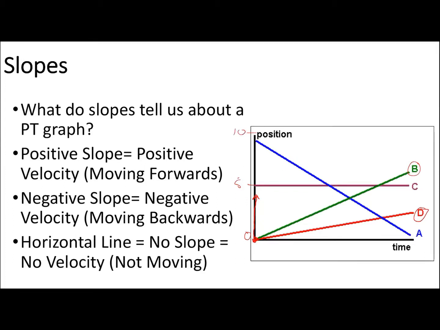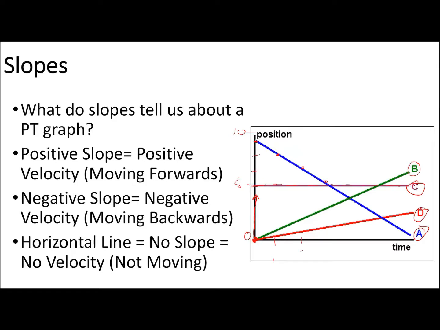Negative slopes, so like the blue line of A, are moving backwards. Here we start at 10, and as time goes on, we are going backwards on our graph. And then a horizontal line like C, no motion. What is C doing? It is staying at a constant 5 over this whole time.